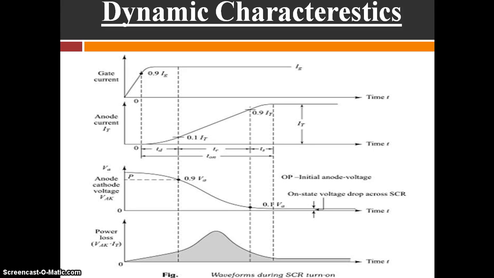Then the dynamic characteristics of SCR. The first characteristic drawn is gate current versus time t, then anode current versus time t, then anode to cathode voltage VAK versus time t, and power loss, that is VAK times anode current IT. This is the waveform of the SCR in turn on, which has three times: delay time, rise time, and spread time.